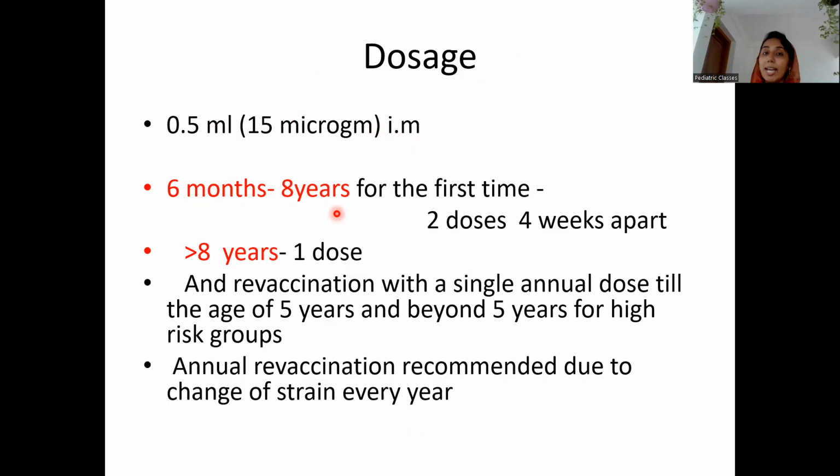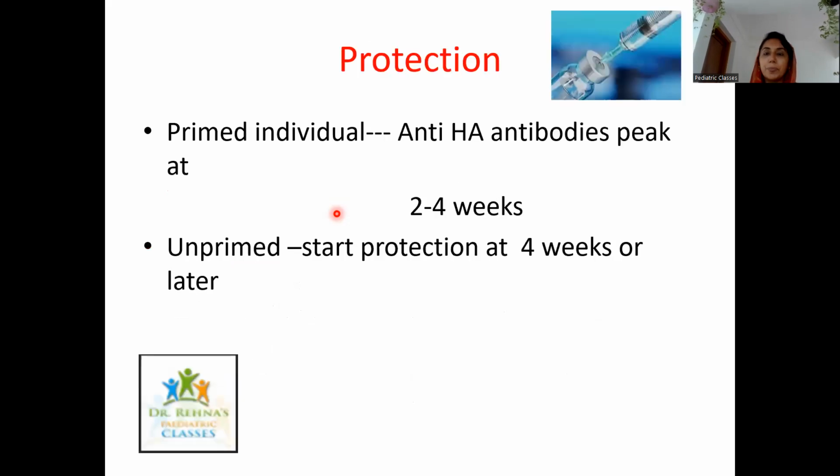And make sure that you revaccinate the child with a single annual dose till the age of 5 years and beyond 5 years for higher risk groups. Okay. So that means there are 2 doses for smaller children from 6 months to 8 years with 4 weeks gap. After 8 years, it is a single dose, but there is annual revaccination with a single shot. Annual revaccination is recommended. Why? Because the strains keep on changing every year, like we have discussed previously.